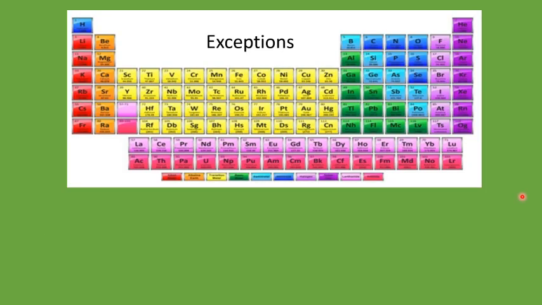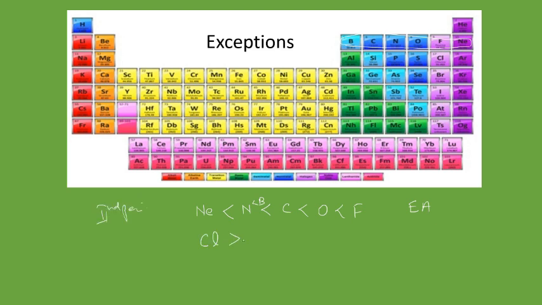Further, some exceptions. If we consider these elements of the second period, then neon has the least value, then nitrogen, then carbon, then oxygen, then fluorine. So this is the correct order of their electron affinity value. Here boron will come before this. So this is the correct order for the electron affinity value for the second period.